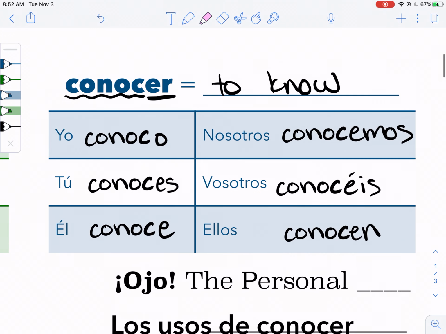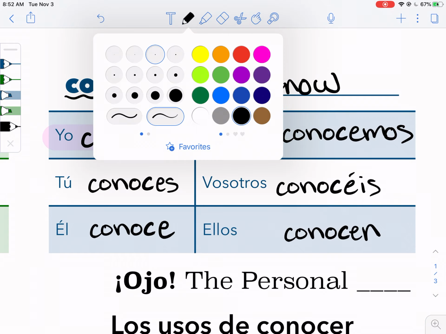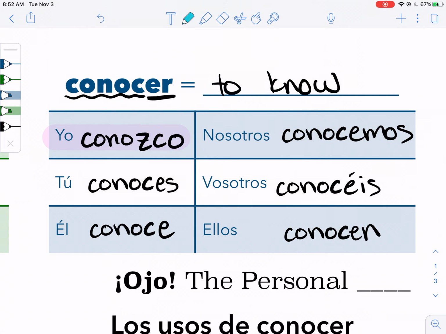Except again, we have an irregular yo. It's not yo conozco. That's weird. We need to add in a z. So it's conozco. Like that. Yo conozco, I know. Fantastic. Also, just a heads up, whenever we are using conocer, we are going to use the personal a. We'll talk more about that in just a little bit.